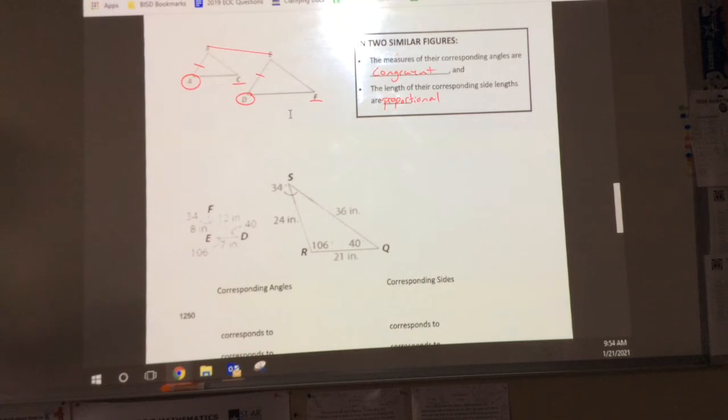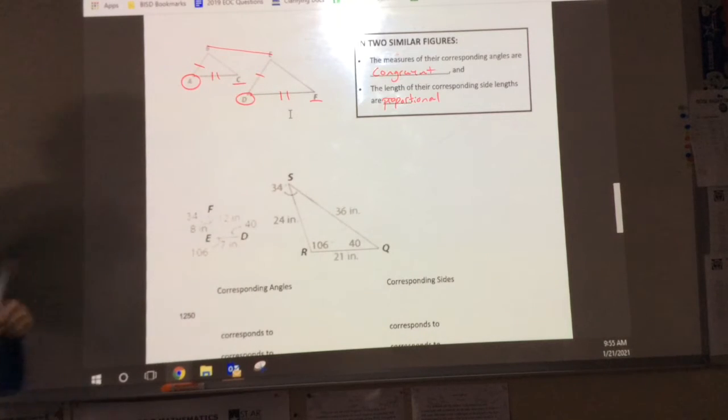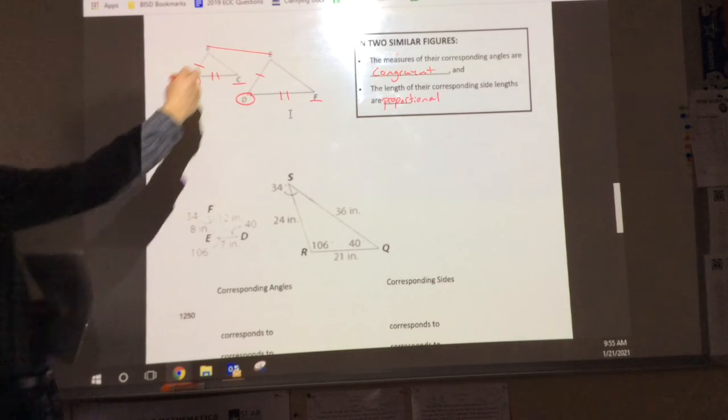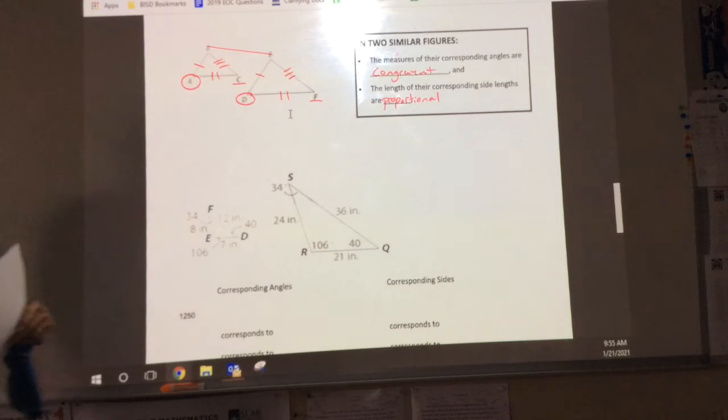Mariah, let me ask you a question. What side does AC correspond with? DF. And final question for Caden. What side does BC correspond with? EF. Everybody good with that part?